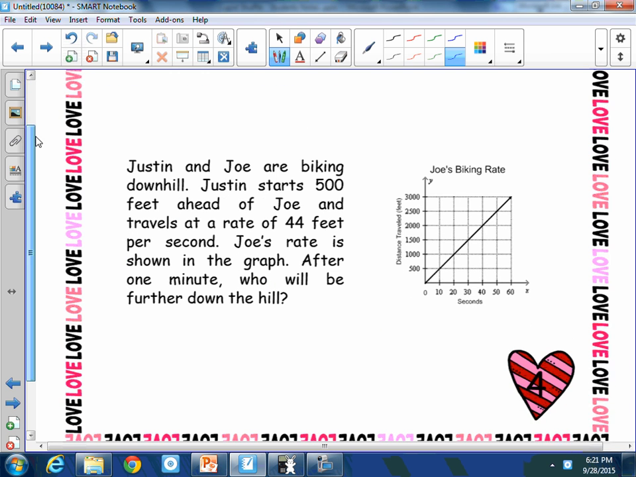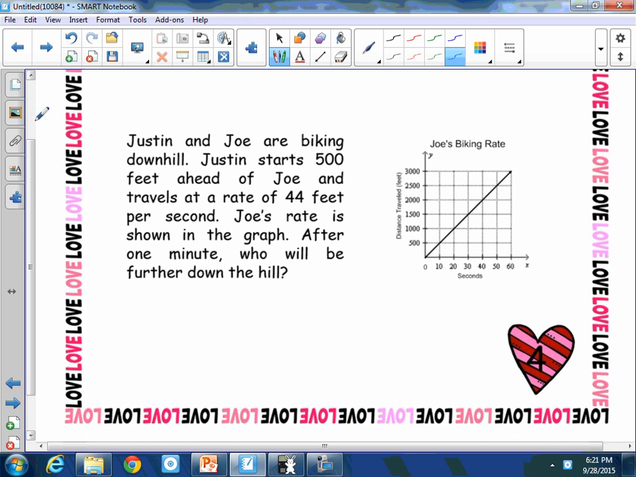All right. Justin and Joe are biking downhill. I'm biking, not baking. Biking downhill. Justin starts 500 feet ahead of Joe. So this is Joe, and Justin starts 500 ahead of Joe and travels at a rate of 44 feet per second. Joe's rate is shown in the graph. After 1 minute, who will be further down the road? Down the hill.